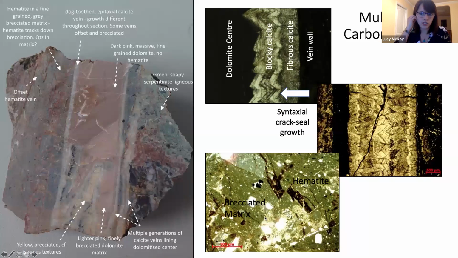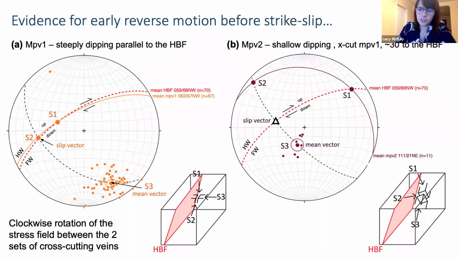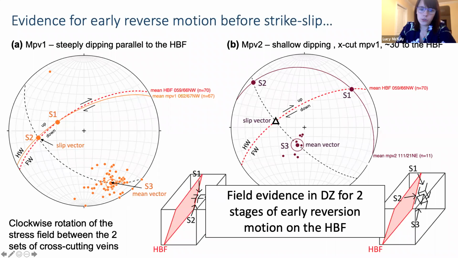This slide just shows a section of these multi-phase veins, but importantly, all that we really need to know for the purpose of this talk is that the veins have a dog-toothed epitaxial texture and are indicative of syntaxial growth and extensional opening mode fractures. So essentially, they show evidence of early reverse motion. And again, I won't go into the detail explaining these stereonets, but the field evidence from these veins does show that there are 2 stages of early reverse motion on the Highland Boundary Fault.